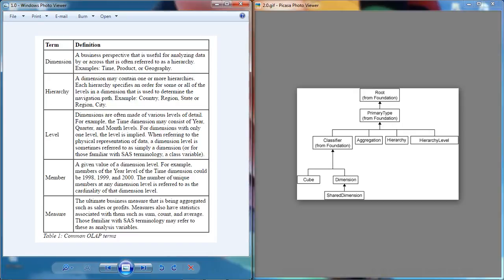Now, what is a level? Level means the dimensions are often made of various levels of detail. For example, the time dimension may consist of year, quarter or month levels. For dimensions with only one level, the level is implied. When referring to the physical representation of data, a dimension level is sometimes referred to as simply a dimension.